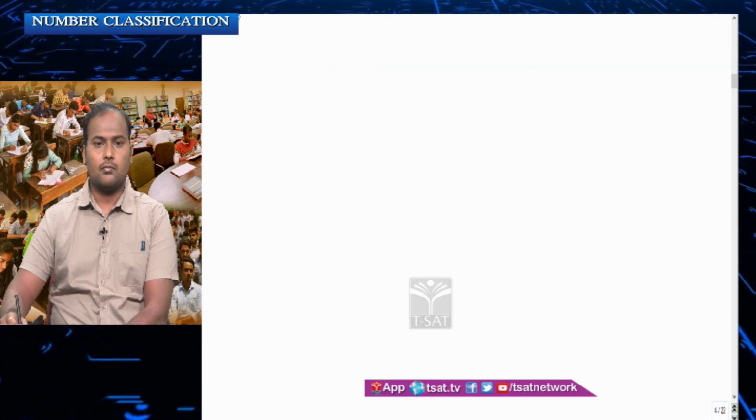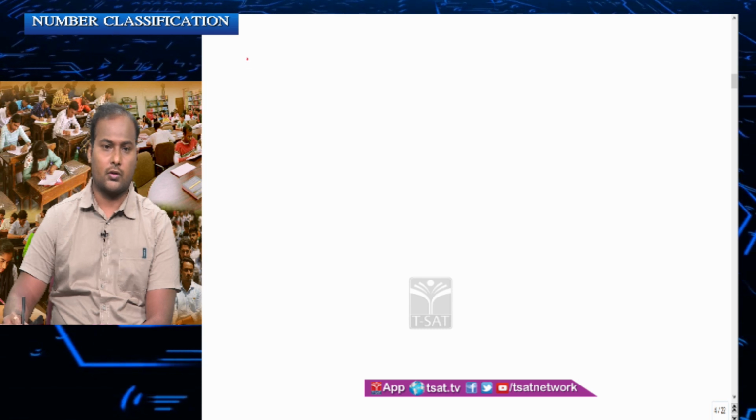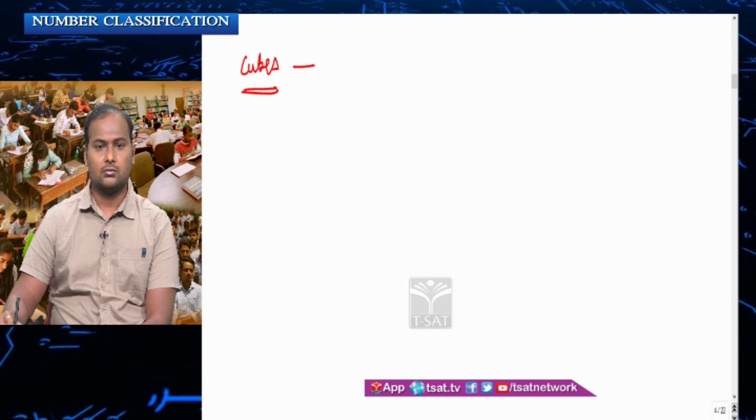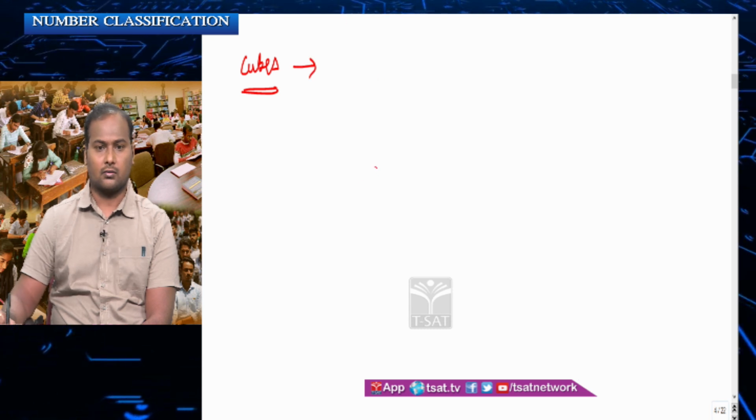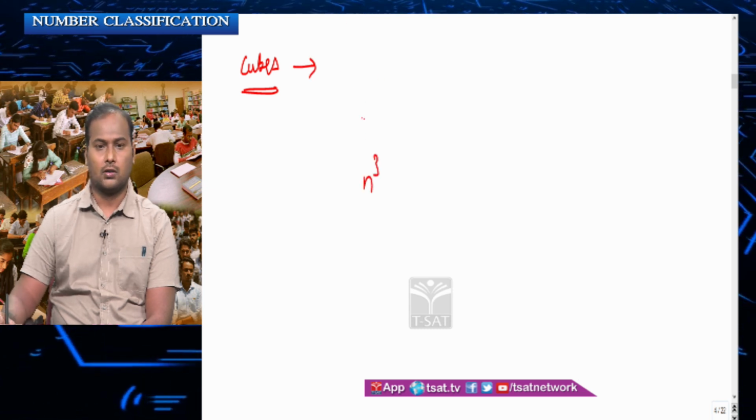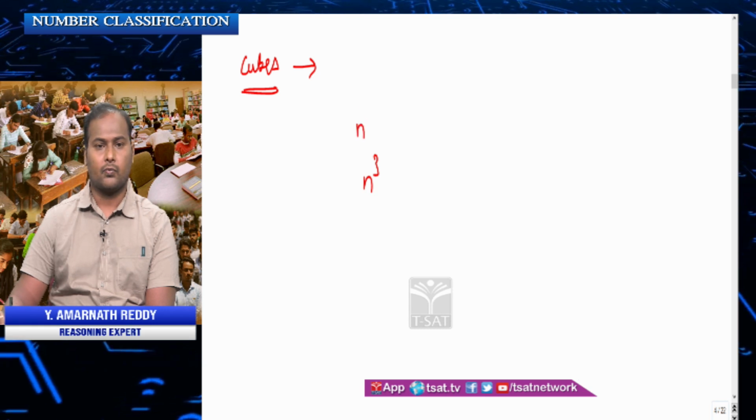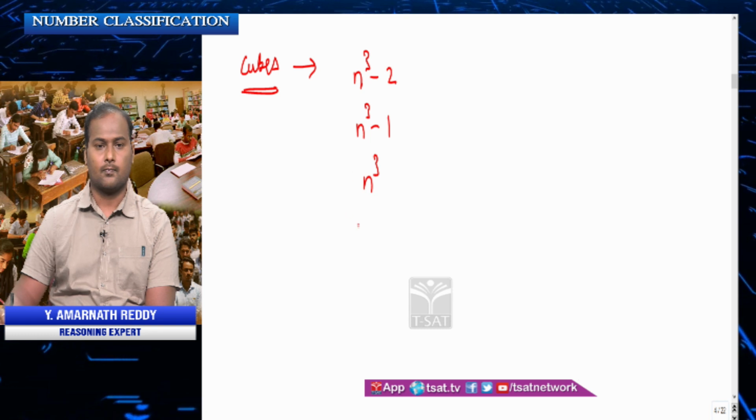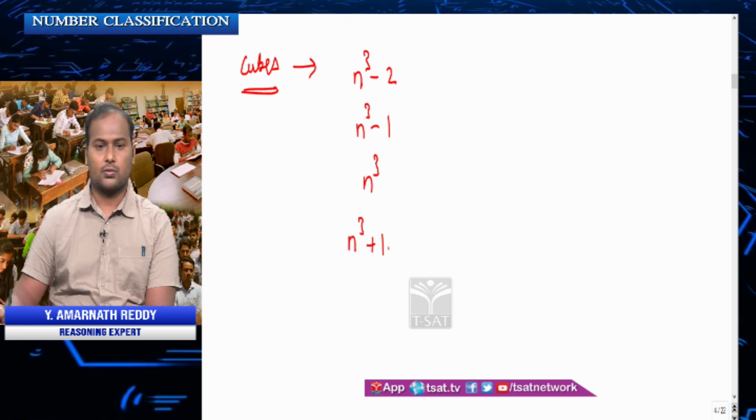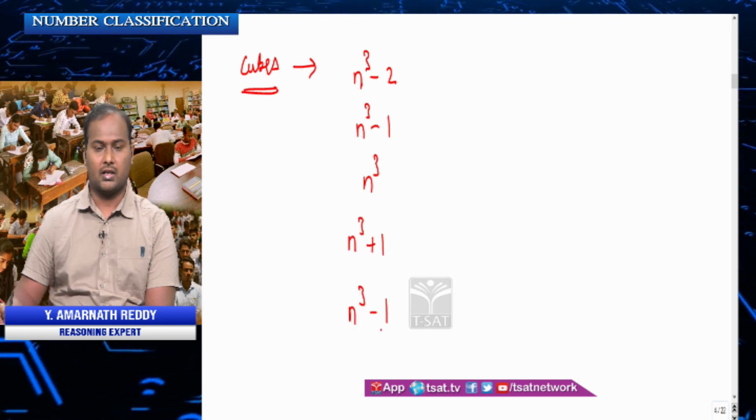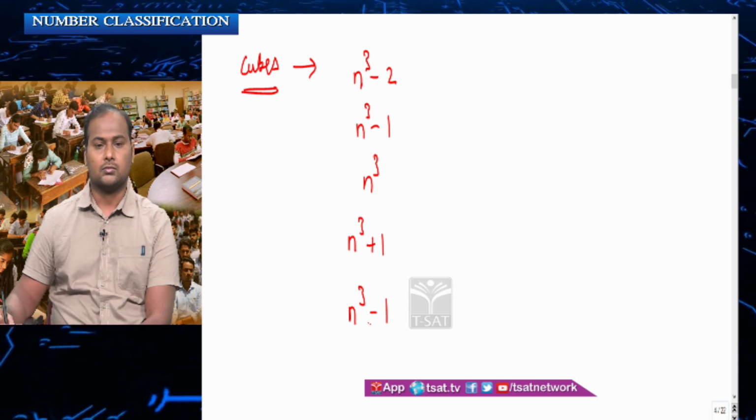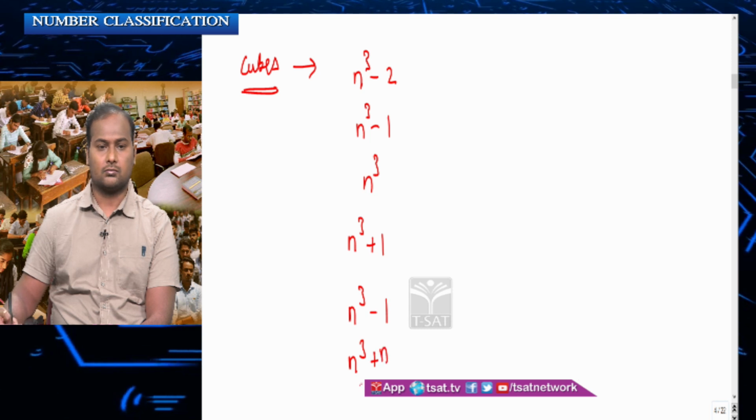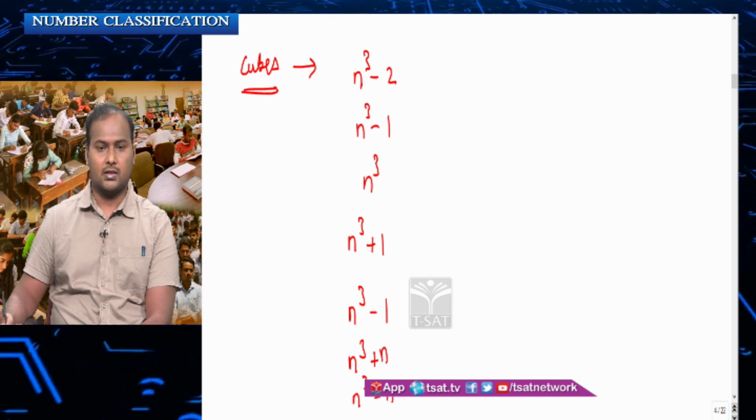Next one. The next thing the student should know is cubes. These cubes are very, very important. In these cubes, we can expect n cube. Here also the format is the same: the format of n cube minus 1, the format of n cube minus 2. In the same way, n cube plus 1 format also we can expect. And the most important of all is n cube plus n and n cube minus n.